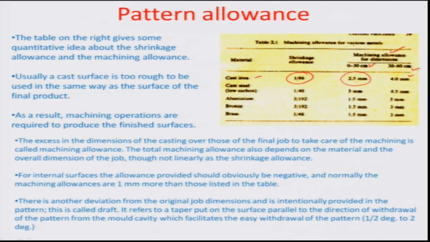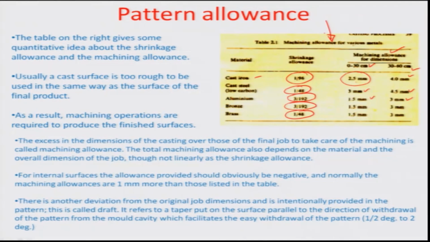Similarly, you have cast steel, low carbon, which has a shrinkage allowance of 1/48th of the actual dimension in question, aluminum which is 3/192, bronze 3/192 again, and brass 1/48 again, and then the machining allowances for the dimensions are given here as 3 mm, 1.5 mm. Similarly, for 30 to 60 cm dimensions, the machining allowance is 4.5 mm or 3 mm for cast iron, cast steel, and aluminum, and so on and so forth. That is how some of the thumb rules are defined in terms of what shrinkage allowance or machining allowance will be taken for various material systems in question.